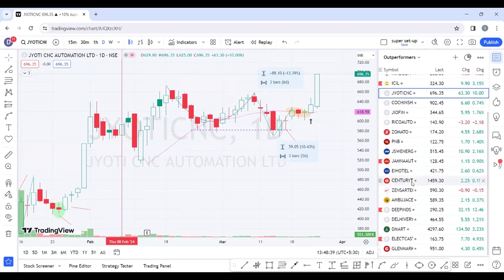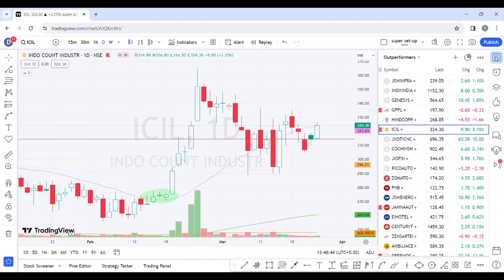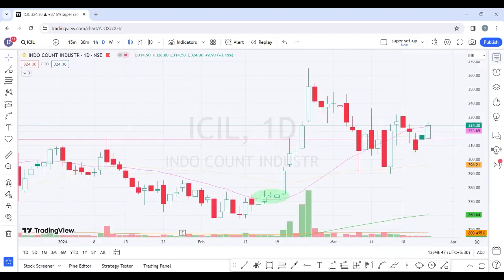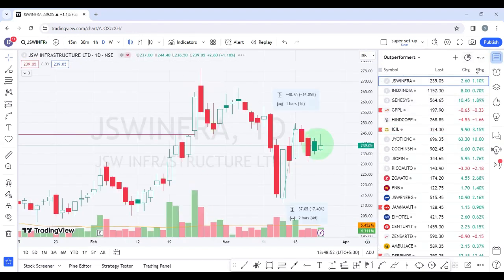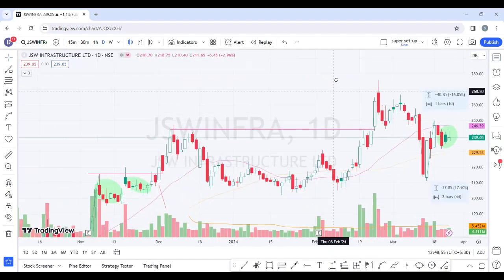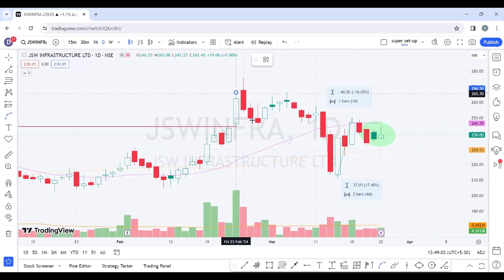Moving on to another example. Now you see a small base over here, but again, price fell 17.5% in just 2 days, breaching the pivot of this base.